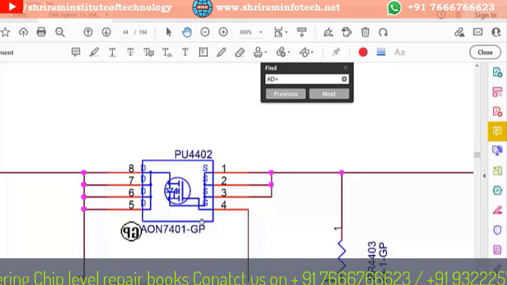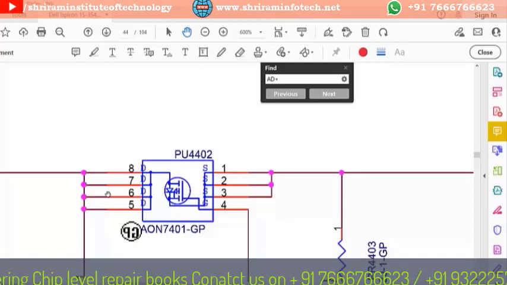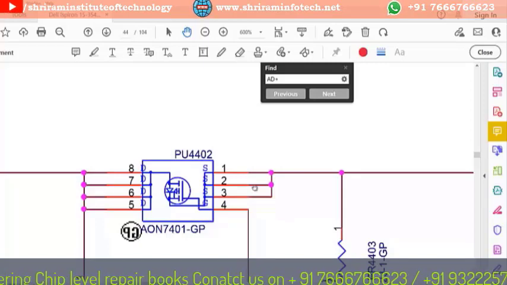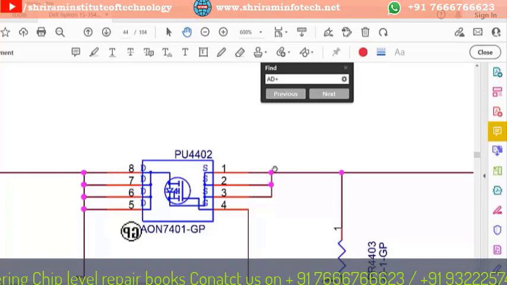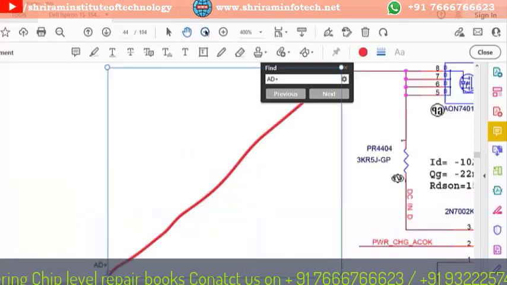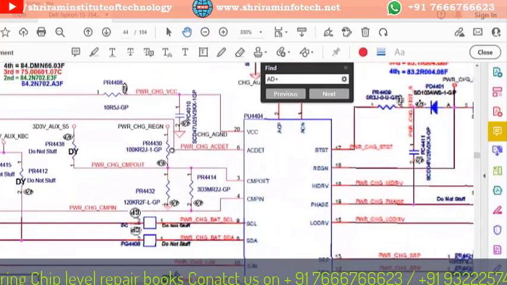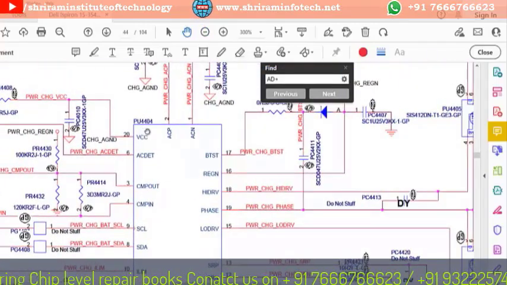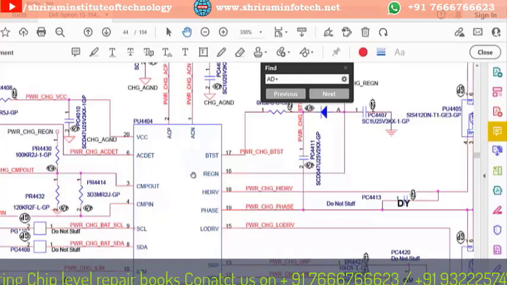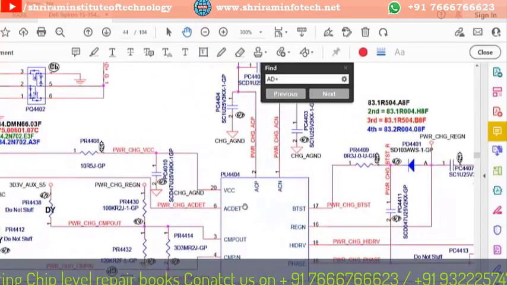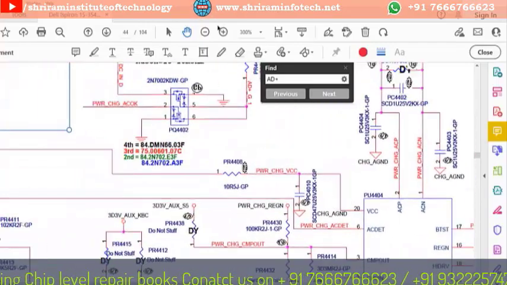This is very important. Here the input is the drain and the output is the source, so you have to check the drain voltage and the source voltage. Here you should get 19 volts, and at the output also 19 volts. And who controls it? It is controlled by this particular chip, PU4404. How will the PU4404 work?